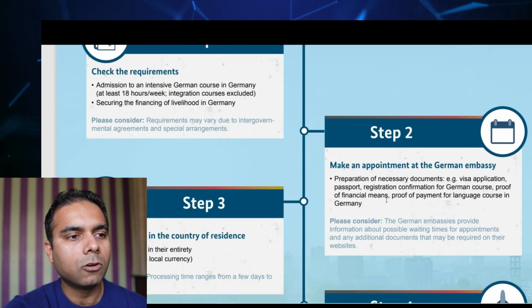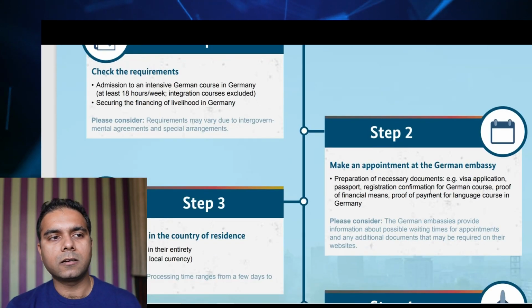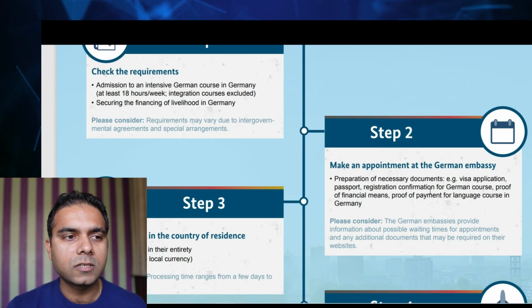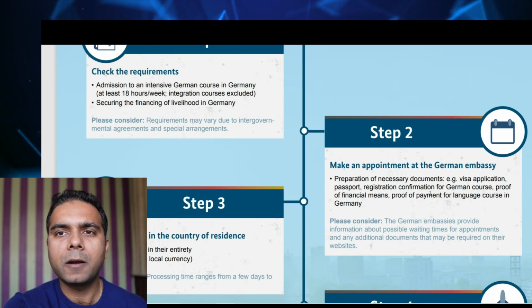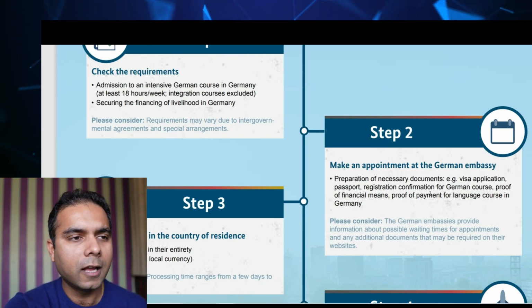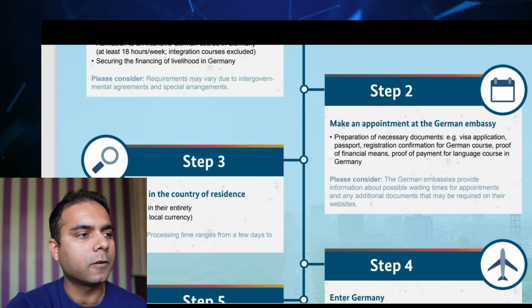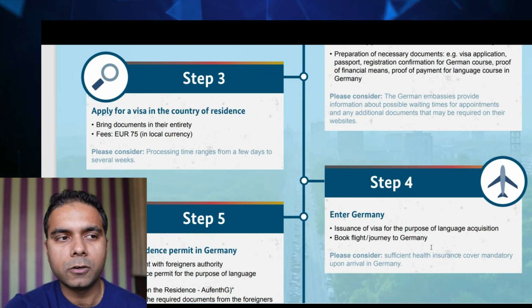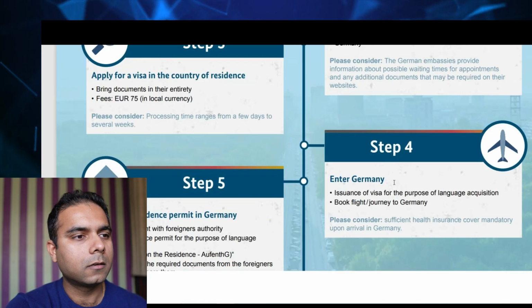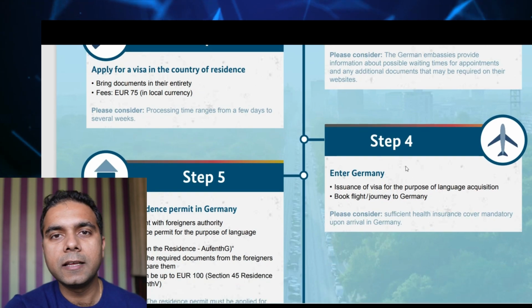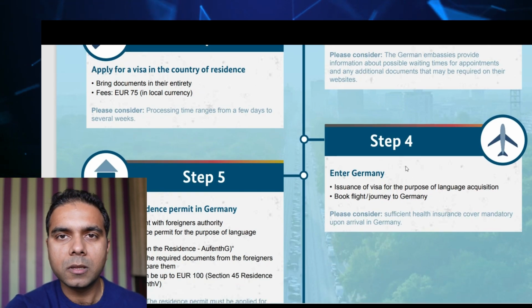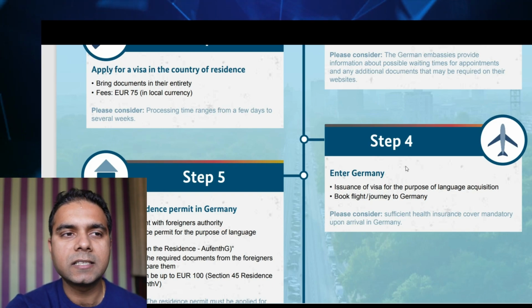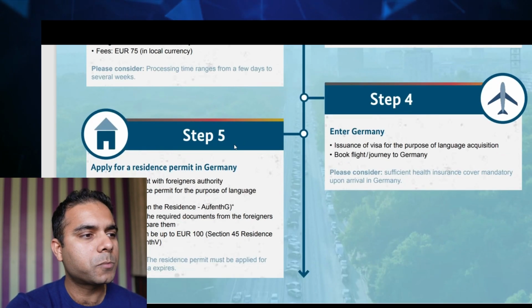Apart from that, the normal documents for the visa are required: confirmation of German course, proof of financial means, proof of payment for the language course, passport and other documents. Health insurance will be required. Then step 3 is that you pay the visa fee. Step 4 is you get the visa and travel to Germany, if you can sufficiently convince the visa officer that you are the appropriate candidate. Many times that visa gets rejected. The rest of the procedure remains the same.